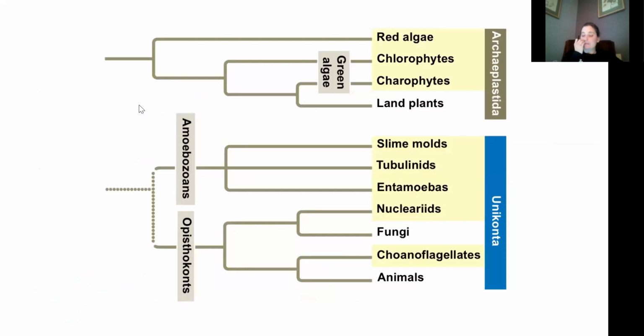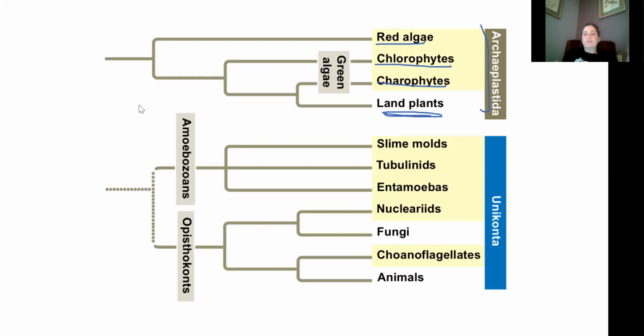So we've talked about the stramenopiles, the alveolates, and the rhizarians. The last groups that we're going to talk about are the archaeplastida and the unikonta groups. When we talk about archaeplastida, we're talking about red algae and chlorophytes, which are green algae, and charophytes, which are green algae too, but these are closely related to land plants.